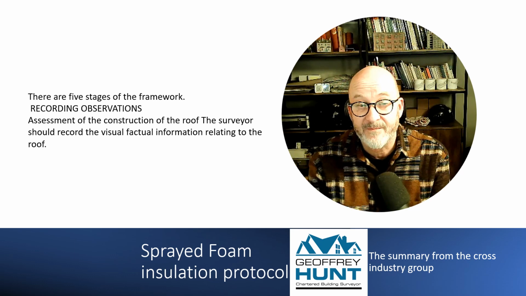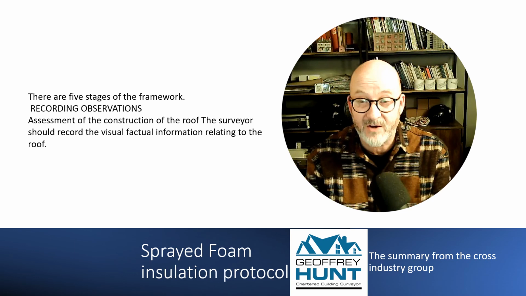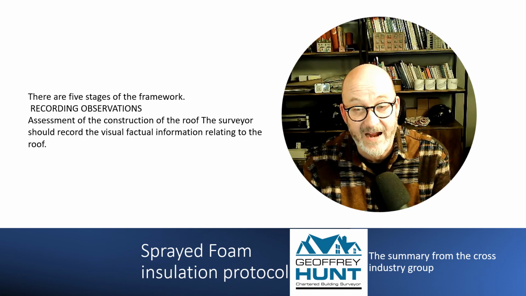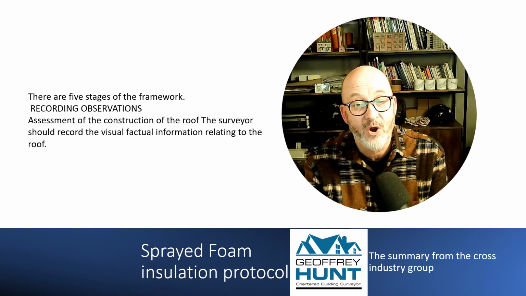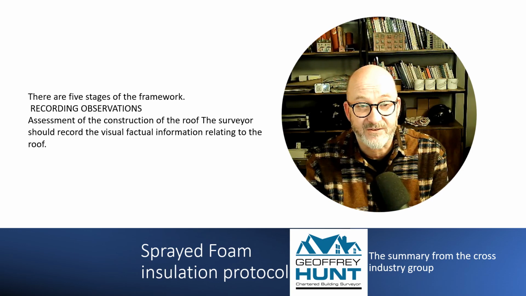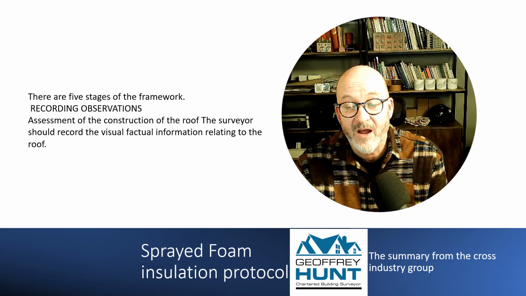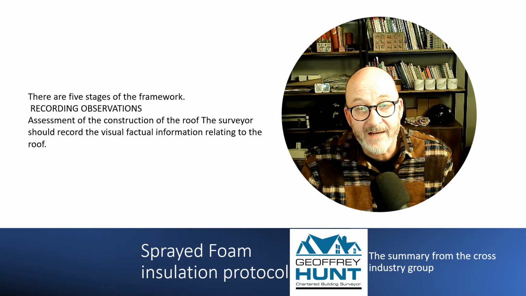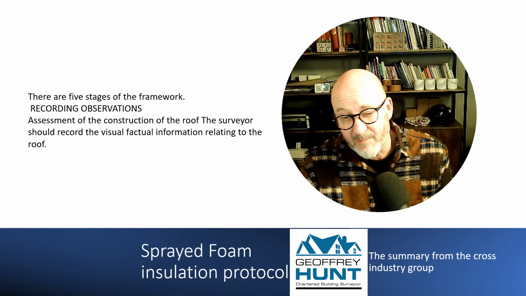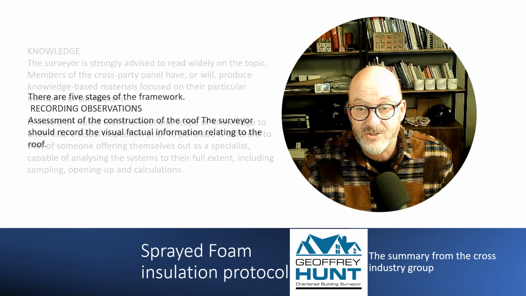So the first one is recording your observations. It's very important that we make a record of what we see as a matter of fact. And so this is the very important point. You must only note down at this stage what you see as a matter of fact. So that's roof condition and things like that. So the document sets out the typical kinds of things that should be recorded. And what is interesting and very important to note is that these must be just matters of fact. You should not be guessing at this stage.